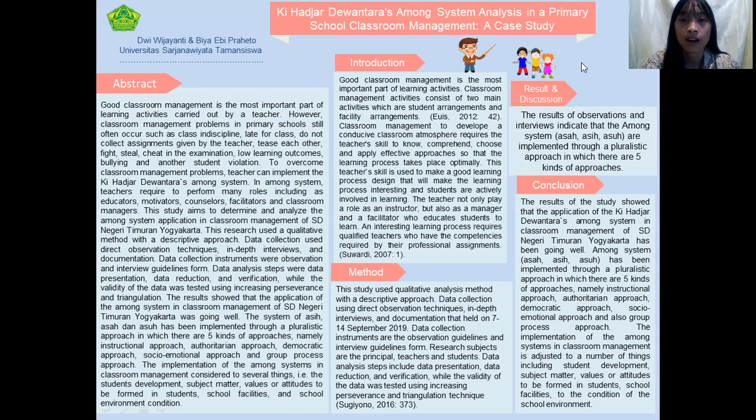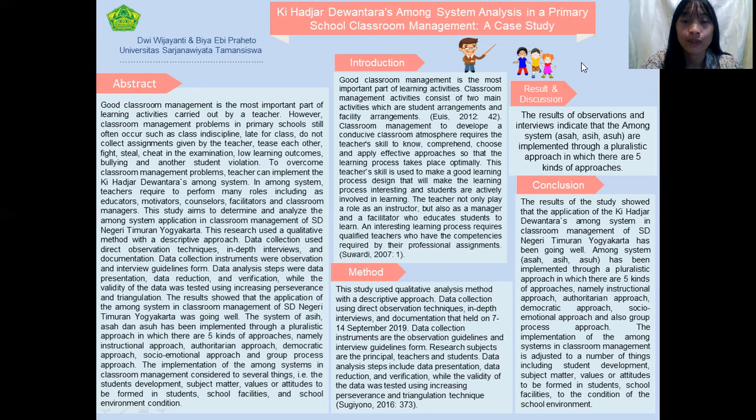the Primary School Classroom Management, a case study. These articles are made by Dwi Wijayanti and Pia Ebi Praherto from Universitas Sarjana Wiyata Taman Siswa. So, in this poster, there are 5 points which are abstract, introduction, method, result and discussion, and the last one is conclusions. So let's talk about the abstract first.